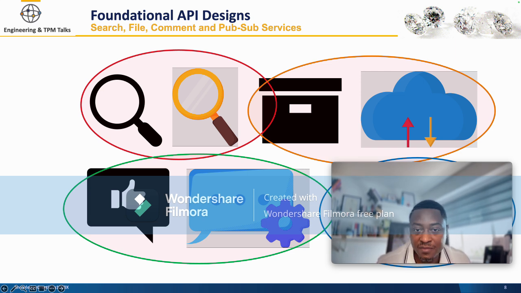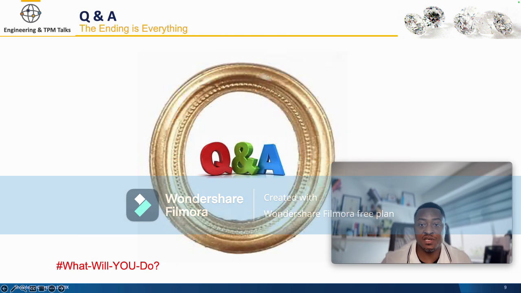So yeah, trick question. Do you agree that designing a search service, designing a file service, designing a comment service, designing a pub-sub service are foundational API design problems? Let me know in the comment section down there, or else I'll just serve it to you. But I don't want to waste my time. I don't want to waste your time either. So yeah, let me know.